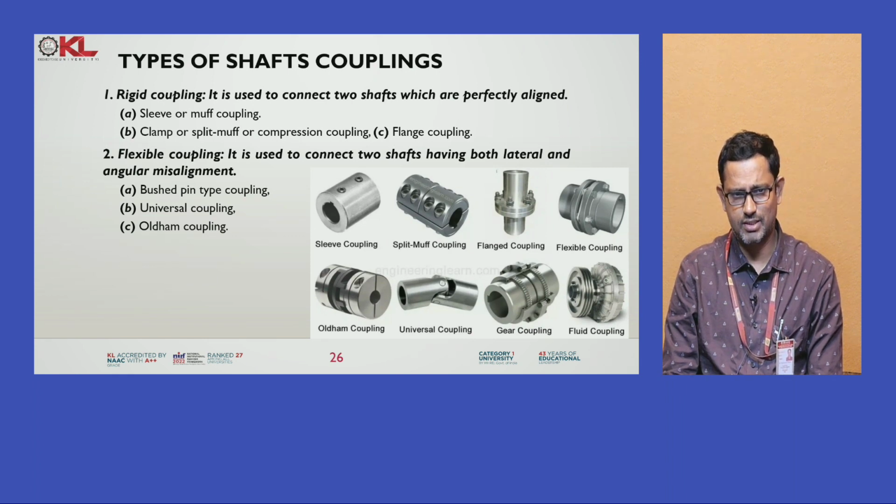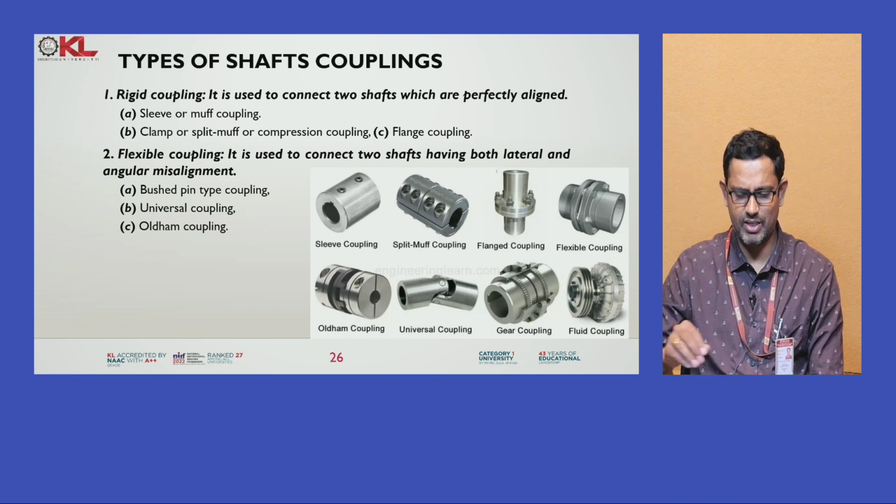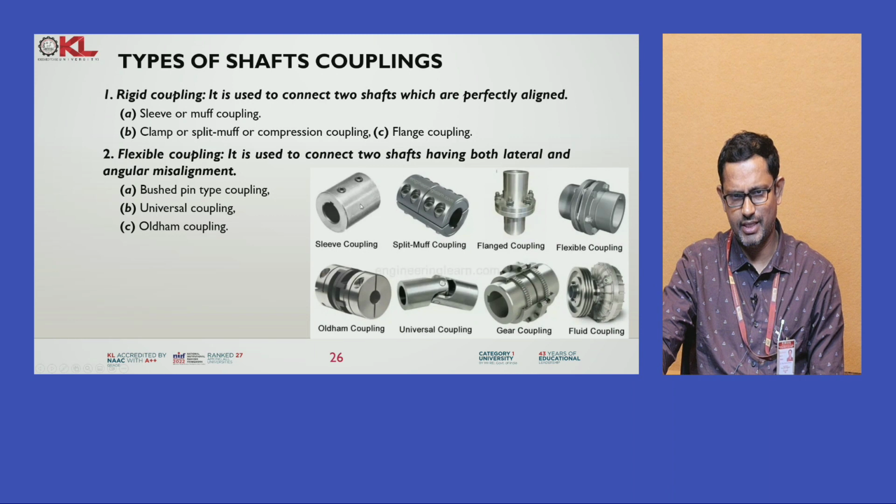So what are the rigid type couplings here? First one is the sleeve or muff coupling. So this is the sleeve or muff coupling. You can see here, this side will be one shaft, another side will be another shaft, and using this arrangement we can join the two shafts. This cut we will call the keyway. The cut made here on this hub is known as the keyway.